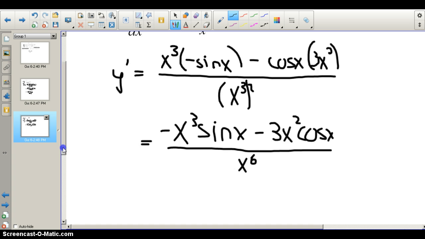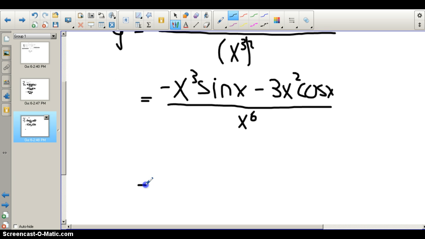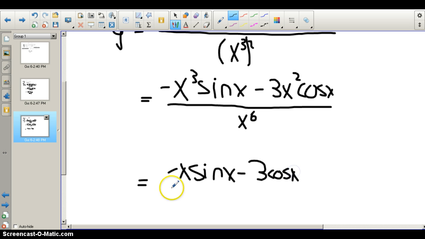Now this is one of those cases where we can simplify a little bit. We can factor out and cancel an x squared from the numerator and an x squared from the denominator. So after we factor out an x squared and cancel, we'll be left with negative x sine x minus 3 cosine x all over x to the 4th.